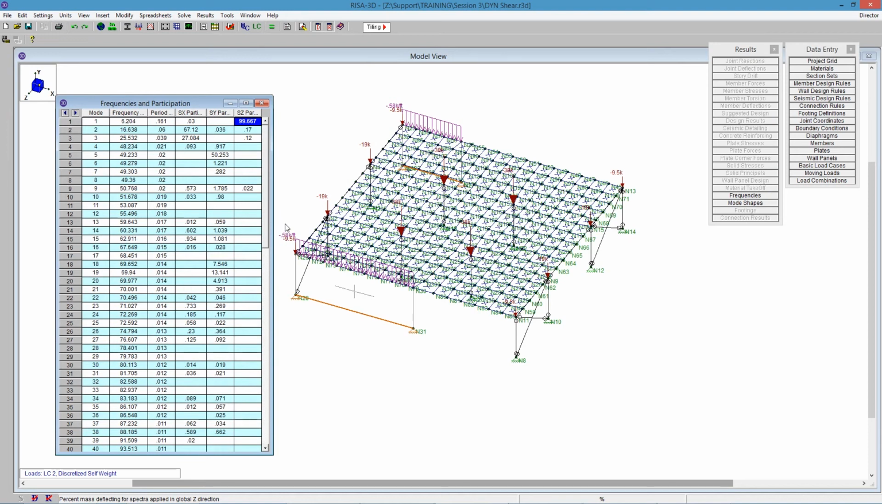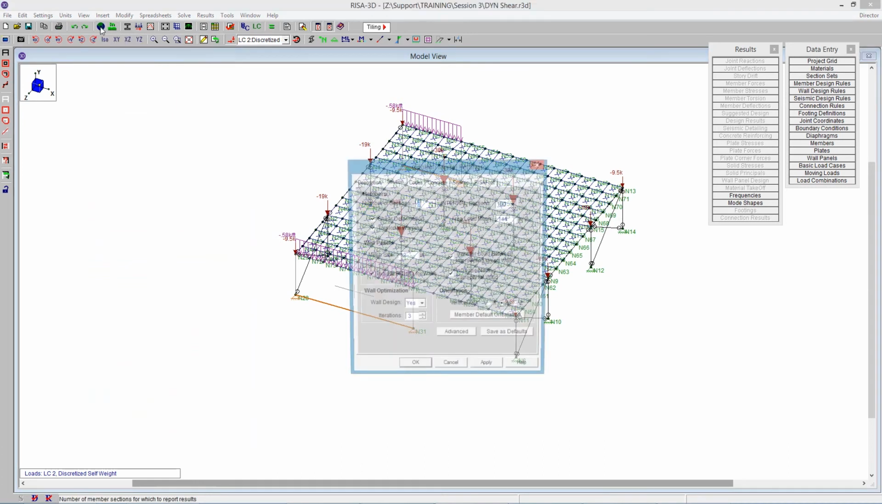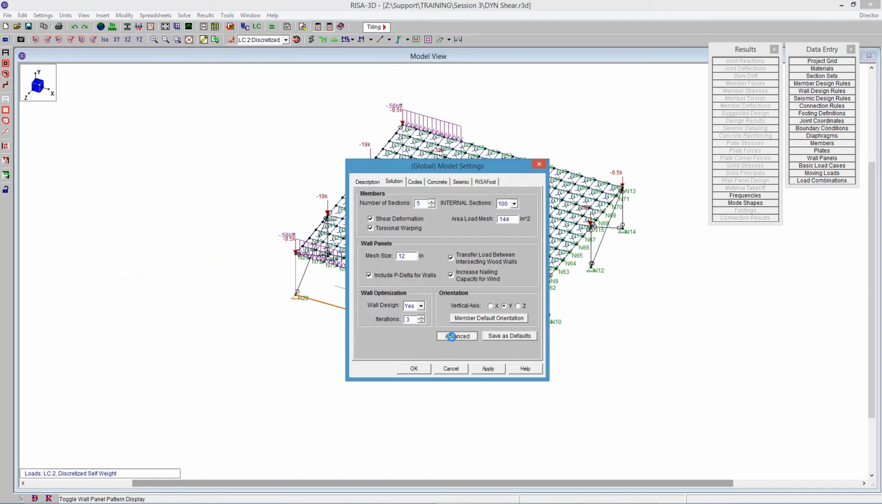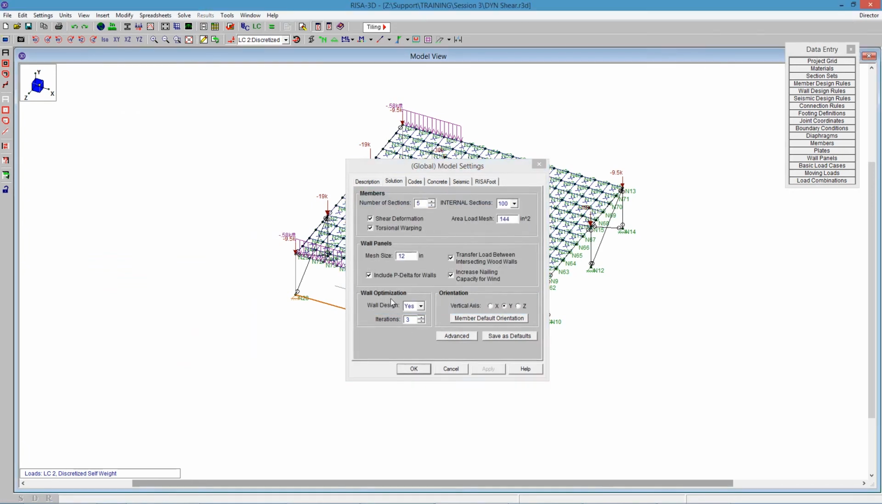The other thing we can try doing is, this is a third option, and as I mentioned, you can go to the RISA vector. So going to the global parameters, you can go to advanced there, and switch from the accelerated solver to the RISA vector solver, saying OK. And we can then go ahead and solve this.